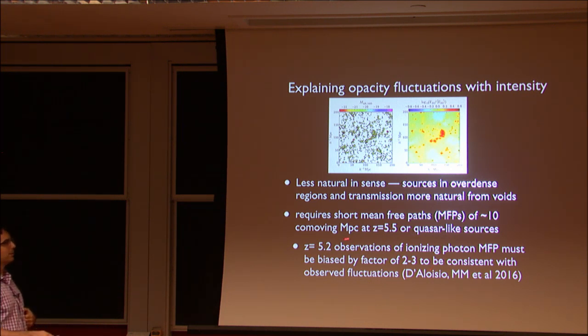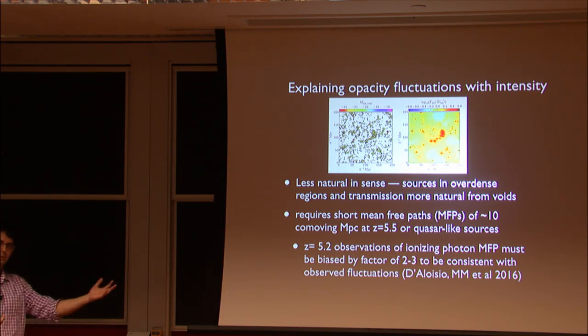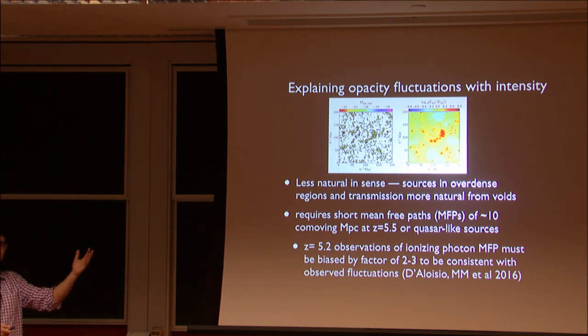But it is possible that intensity fluctuations could also be the explanation. So either you need really short mean free paths, or you can take the longer mean free paths that are observed, and then you need quasar-like sources. I argued that quasars are coming into abundance around redshift 3 to explain the temperature of helium 2 reionization, and so if helium 2 reionization is happening at redshift 3 and not much higher redshift, then it's hard to say that quasars are sourcing the ionizing background at redshift 5.5. But there are some papers claiming that this is the resolution.